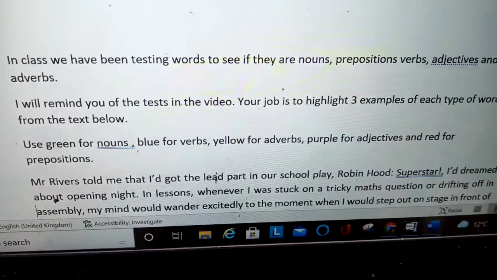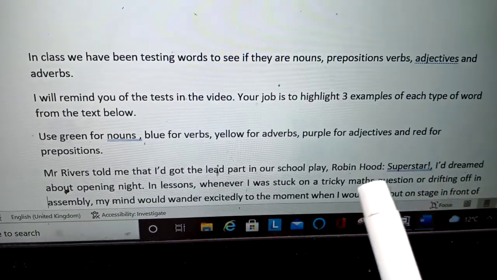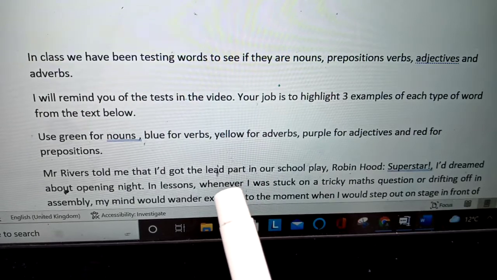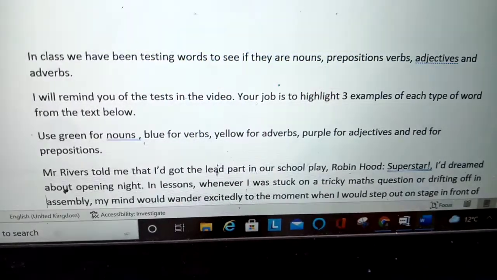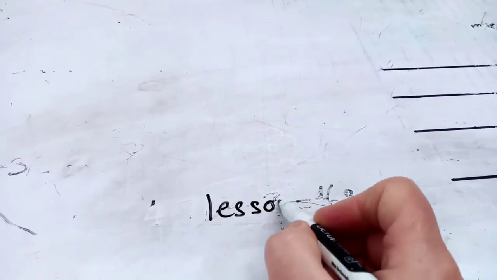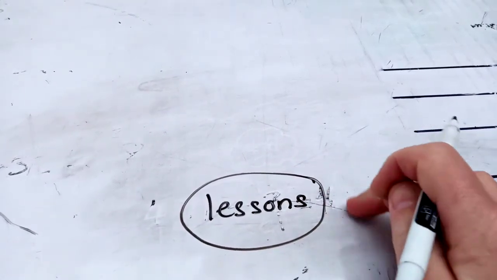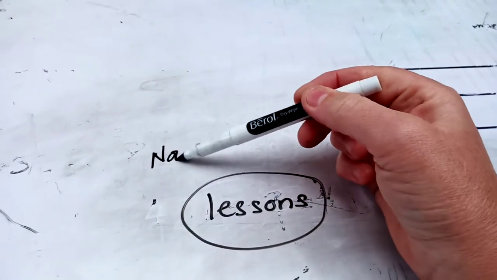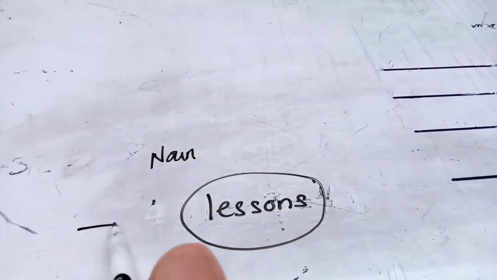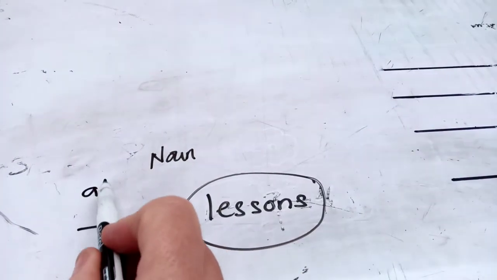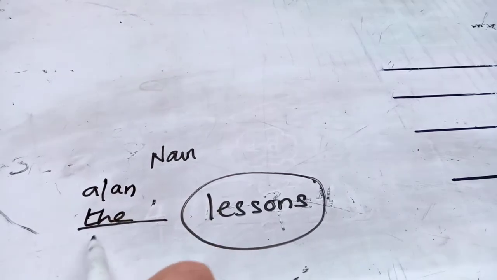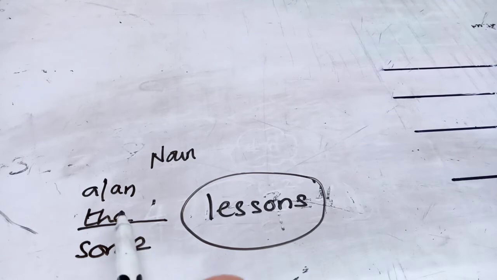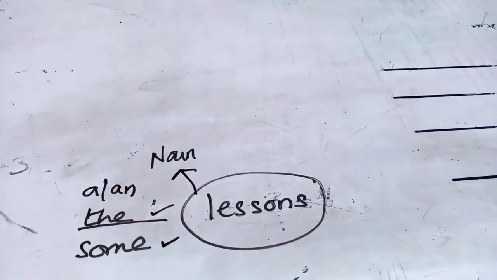So here we go. I've got to test a word. I'm going to go for the word lessons. Right, here we go. So I'm going to test lessons. That's my word I'm going to test. The test of a noun is whether you can put a determiner in front of it. What's a determiner? A determiner is a or an, the or some. Does that make sense? Lessons, that doesn't make sense. Oh, the lessons make sense, and some lessons make sense. So lessons is a noun.